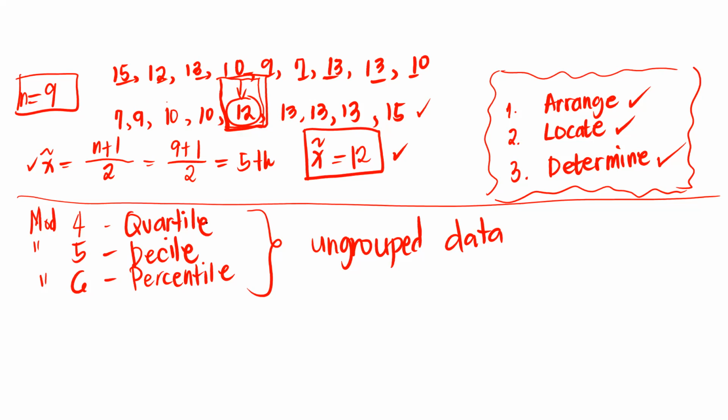Okay? Kaya tayo meron quartile, meron tayong decile at percentile because we are going to look at the position of the scores. Si 12, yung score na yan, nasa middle. Paano yung ibang score? Anong position nila? Nasaan sila? Okay? That's why we are going to use quartile, decile, and percentile, and they are called measures of position.